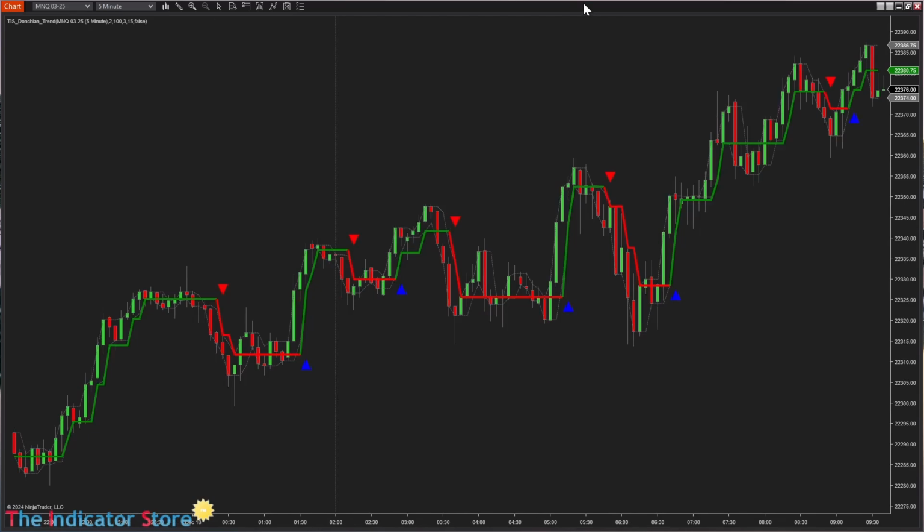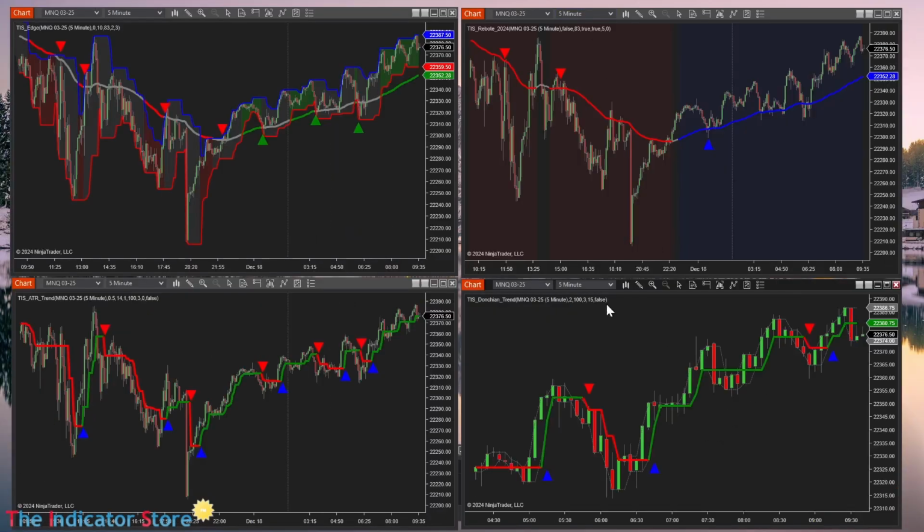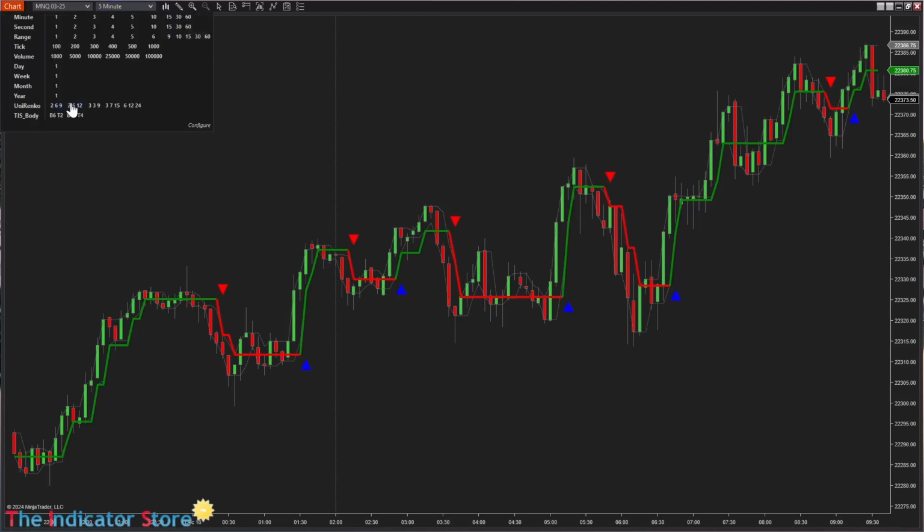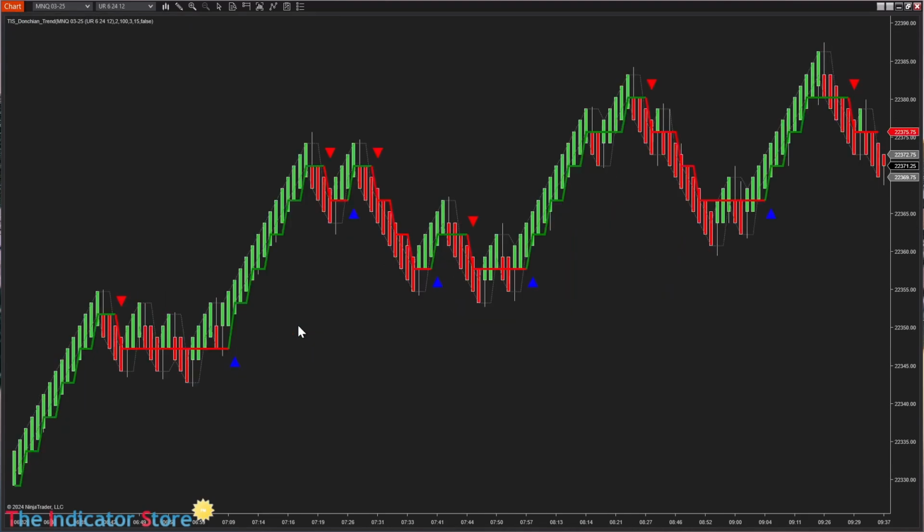All these systems work on any time frame. I am using 5 minutes, but you can trade a UniRenko, for example. This is the best system to trade a Renko style. Let's say one of these. This is a UniRenko bar type.